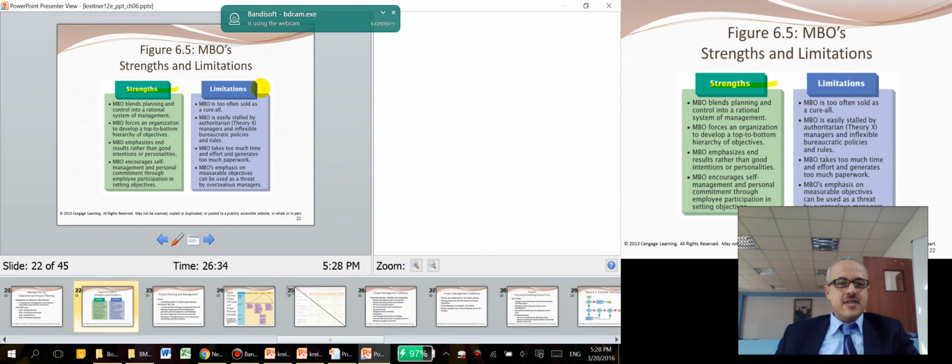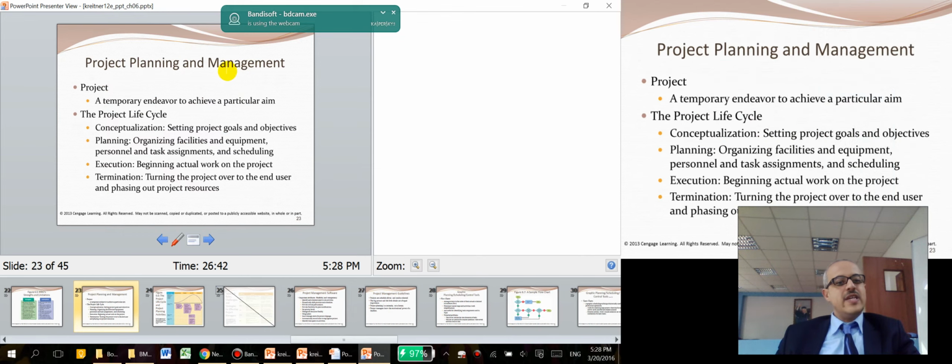Next, we've got the strengths and limitations of MBO. You read it. If you have questions, we discuss it next class. Next, we have project management. Do you guys know what a project is?